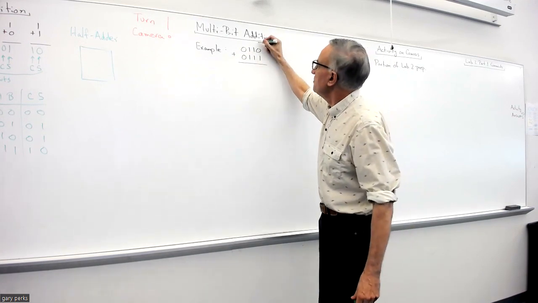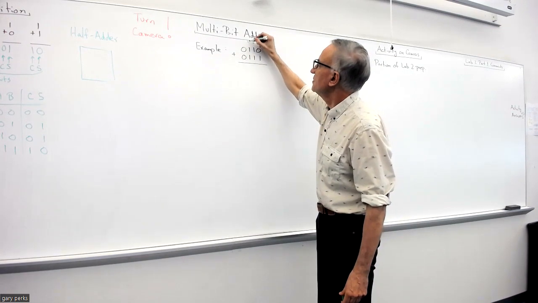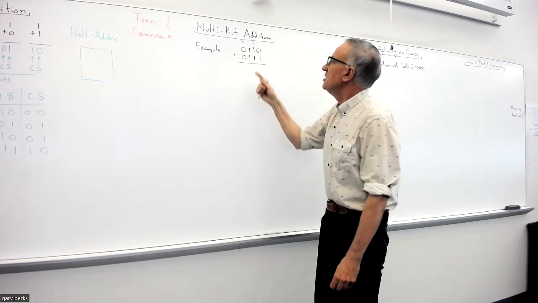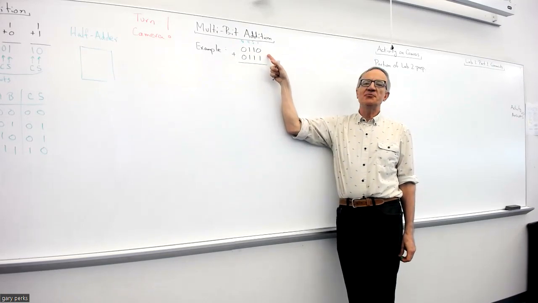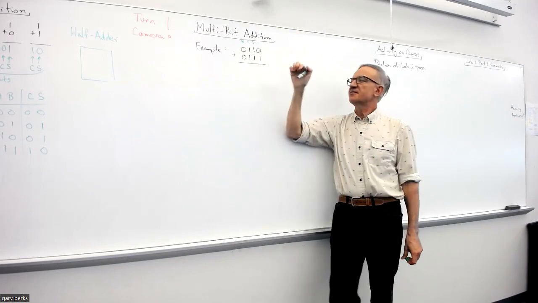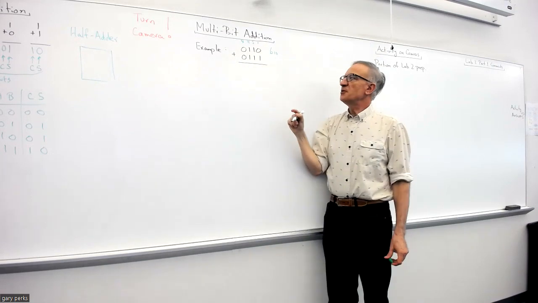The least significant bits here are the 1s column, right? The 2s, the 4s, the 8s. So this 0, 1, 1, 0. What is this equal to in base 10? 6. And this one, 0, 1, 1, 1.